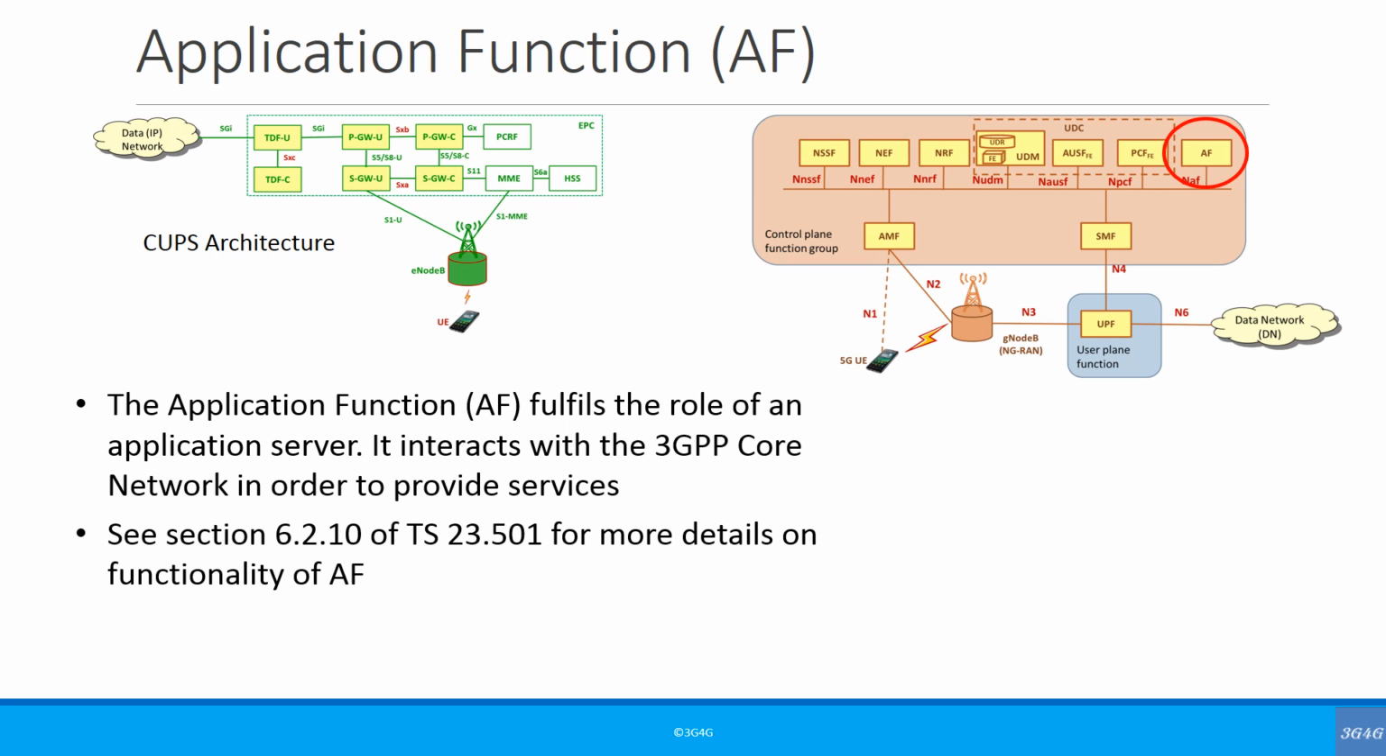Now, it needs to be remembered here that there could be trusted and untrusted application functions. So application functions that are considered to be trusted by the operator can be allowed to interact directly with relevant network functions, while the application functions not allowed by the operator to access the network functions directly shall use the external exposure framework via NEF to interact with the relevant network functions.